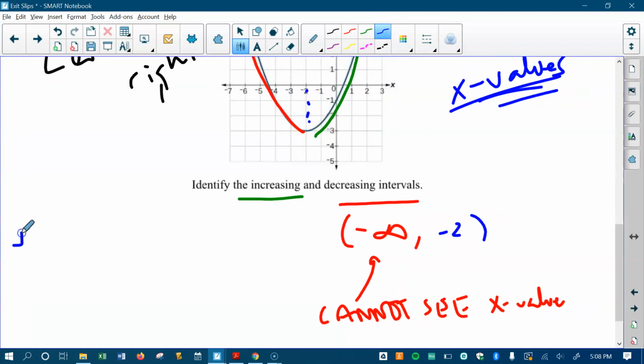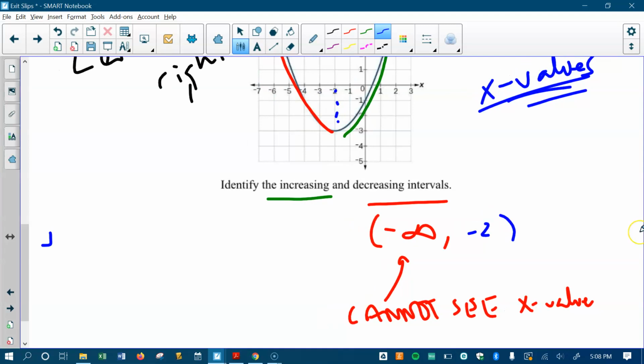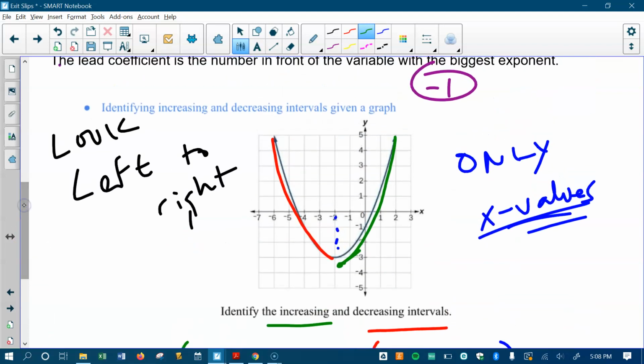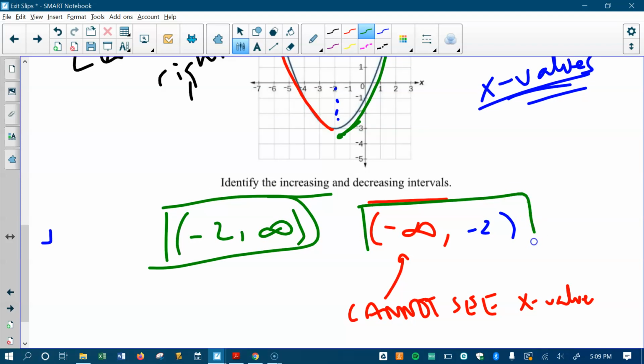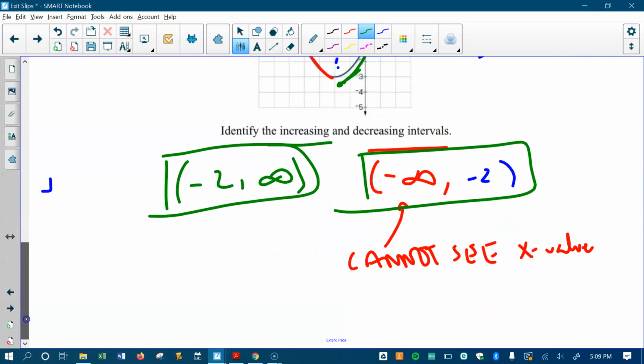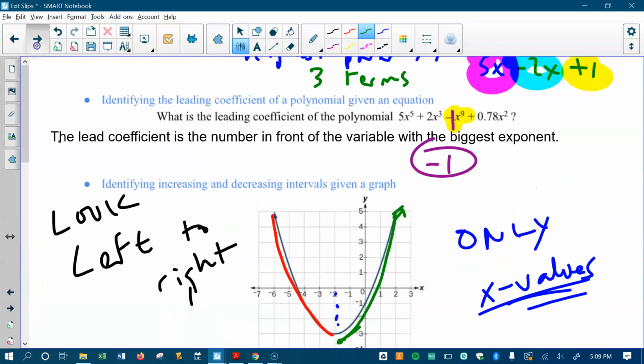Next, let's do the increasing. We're increasing, again from left to right, from negative 2 to, I can't really see it because of this arrow here. I really can't see where we stop increasing, so we say infinity. And that's it for these. Next, keep it going.